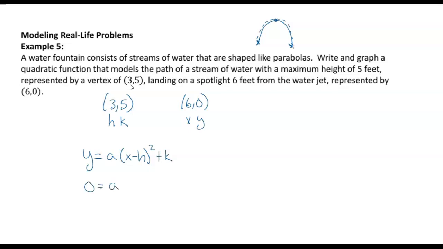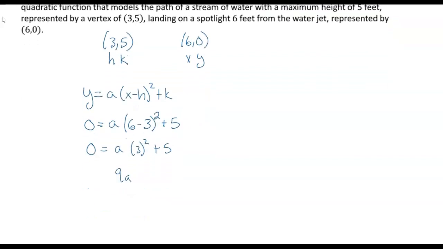So we have y equals a times x minus h. Our x value is 6. So 6 is x, minus our h, which is 3, squared, plus k, which is 5. 6 minus 3 is 3, squared is 9. Remember that 9 goes with the a. Then we subtract the 5 and divide by 9. So a is negative 5/9.